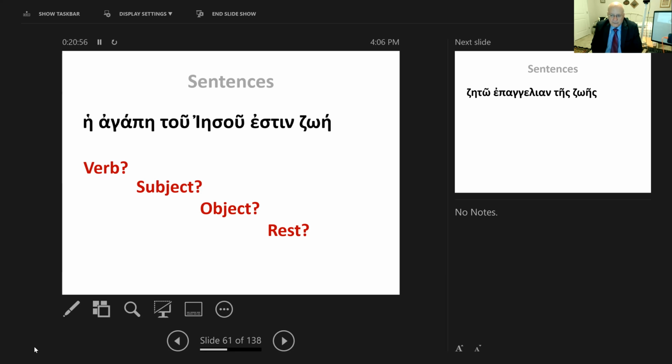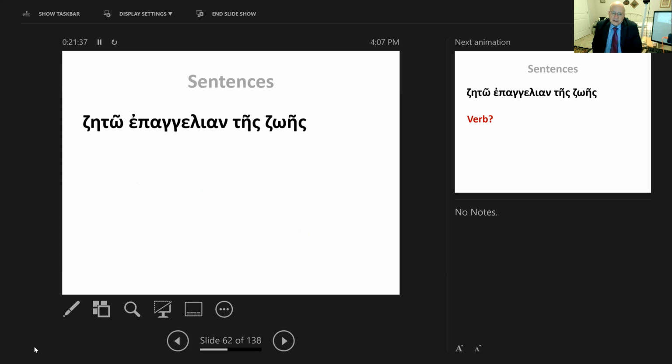And then I have the word for life, zōē. And don't ask why it isn't zōēn, accusative case, because the answer is simply that the verb eimi does not take a direct object, so it doesn't have the accusative case. The verb eimi does not take the accusative. So the sentence reads, the love of Jesus is life. Hē agapē tou Iēsou estin zōē.